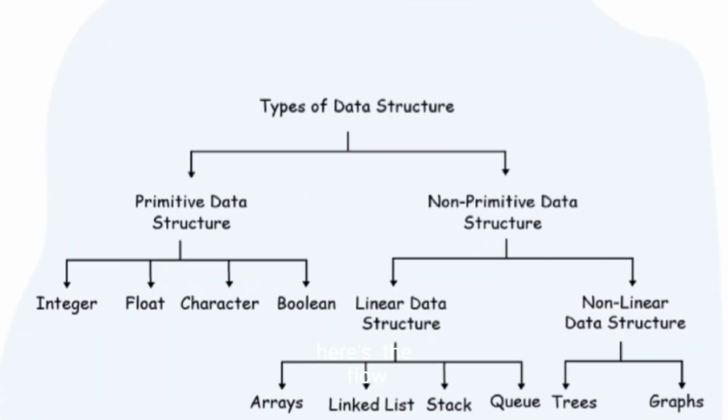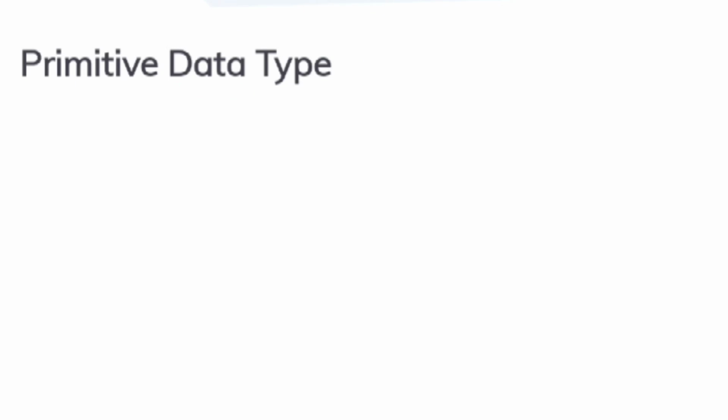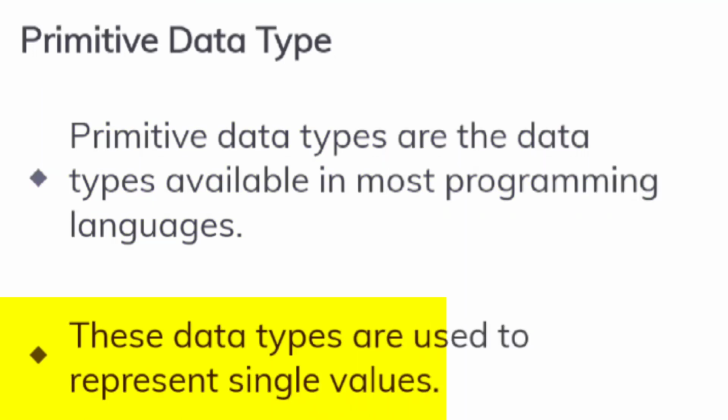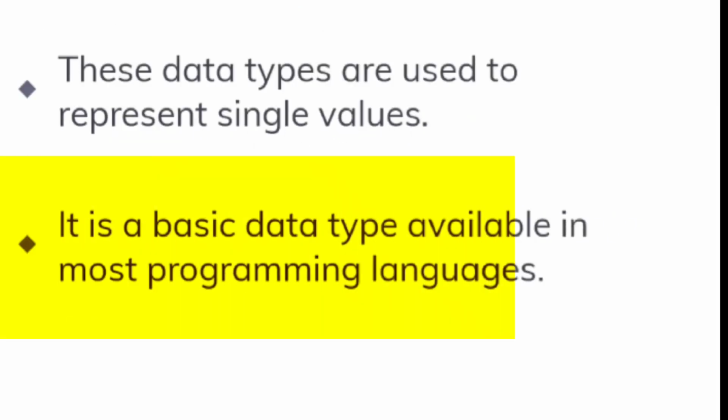Here is the flowchart of types of data structure. You can check it out. Primitive data type. Primitive data types are the data types available in most programming languages. These data types are used to represent a single value. It is a basic data type available in most programming languages.